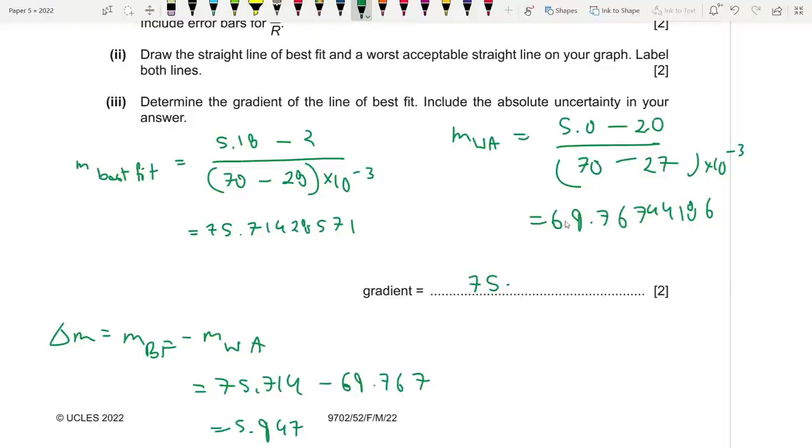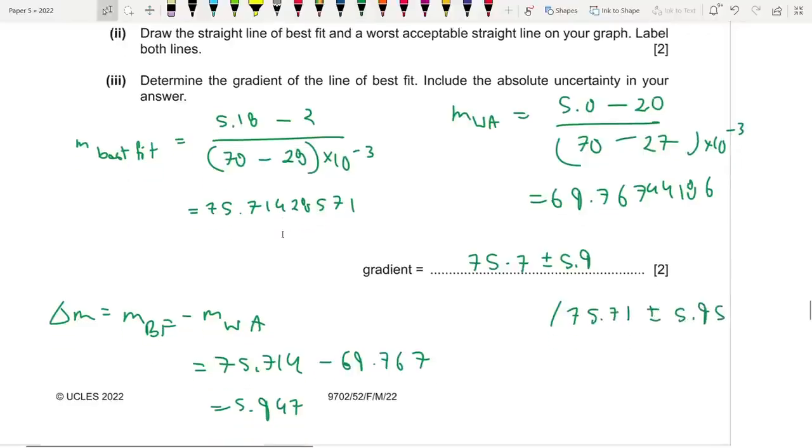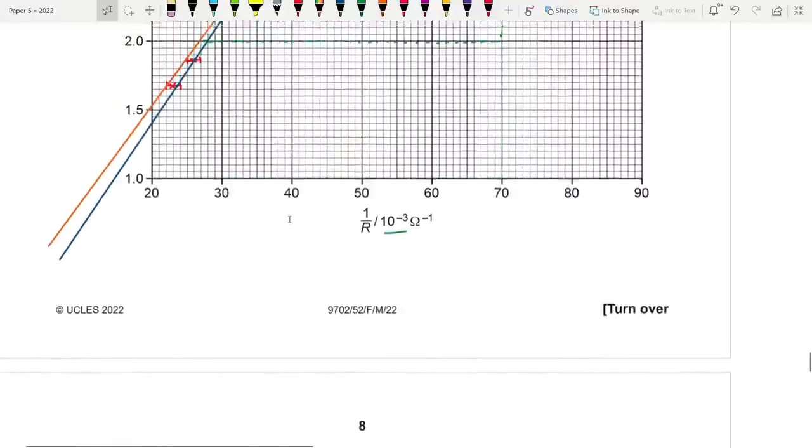75.7 plus minus 5 works actually. 75.7 plus minus 5.9, this works. This is actually fine. Or you could also go for 75.71. Okay, this also works. 75.71 plus minus 5.95. This will actually give you a more accurate answer later on. Okay, so let's move ahead.